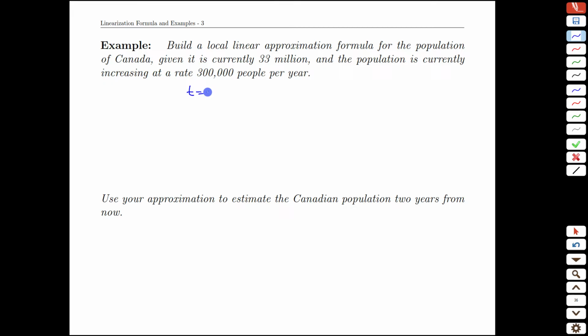Let's add some interpretation to that, where we say now as t equals 0. This 33 million would be the population now, and this rate would be p prime of 0. And let's pick units of people just to keep it simple. So the value is 33 million. The slope is 300,000 people per year.